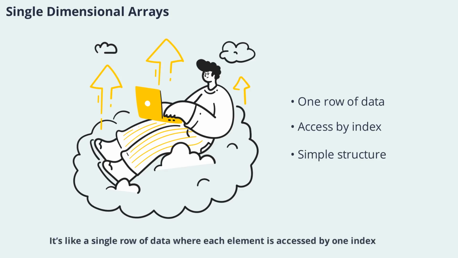It's like a single row of data where each element is accessed by one index. For example, int a = new int[10] creates an integer array of size 10. Each element in the array can be accessed using its index, starting from 0 up to 9. This structure is perfect for storing lists of numbers, names, or any sequence of data.